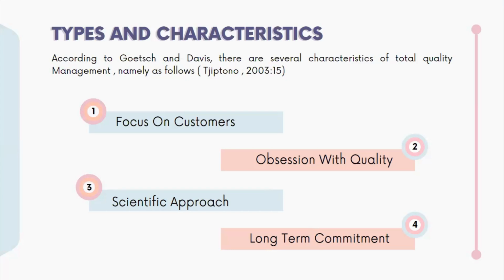The next, scientific approach. A scientific approach is needed in the implementation of TQM, especially for designing work, in the decision-making process, and solving problems related to the work being designed. This data is used in developing benchmarks, monitoring performance, and implementing improvement. The last, long-term commitment. TQM is a new model of doing business, therefore a new corporate culture is needed. A long-term perspective is important in order to carry out culture change so that the implementation of TQM can run smoothly.